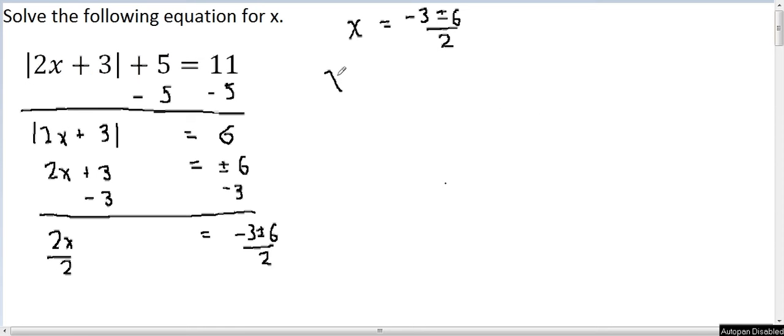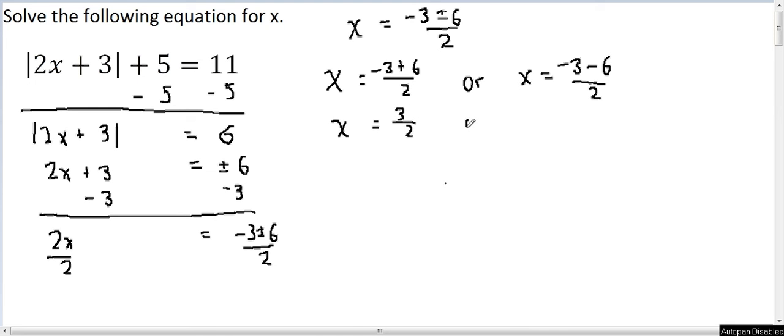So when we do that, we get x is equal to minus 3 plus 6 over 2, or x is equal to minus 3 minus 6 over 2. Minus 3 plus 6 is 3, so x is equal to 3/2, or x is equal to minus 9/2.